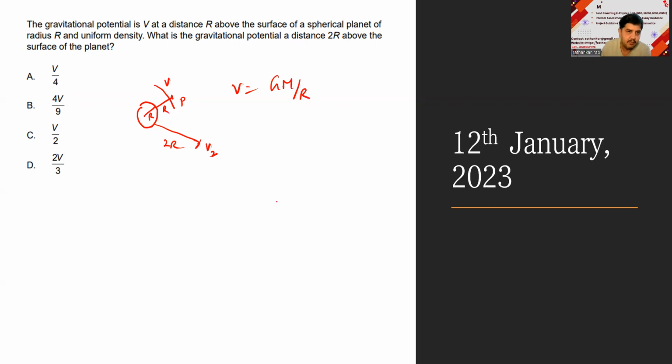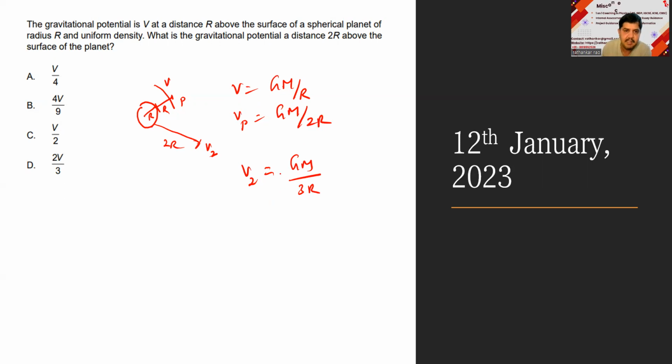Now, if it is at a point P, this formula is applicable only at the surface. If it is at point P, Vp should be equal to GM divided by 2r, because the distance from the center is 2r. Earlier, it was only r. Now, if I want V2, it will be equal to GM divided by 2r plus r, which should be 3r, right?